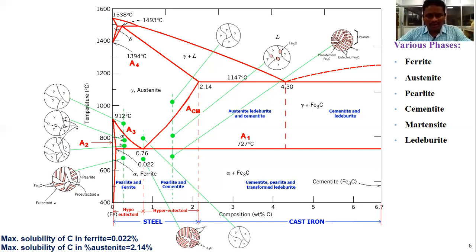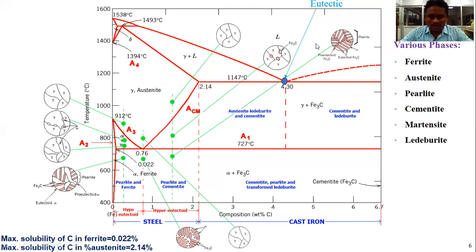And in this diagram we have three invariant reactions. We call them invariant reactions because they occur at a constant temperature. Those are also called isothermal reactions. The first one is the eutectic reaction. In the eutectic reaction, upon slow cooling, liquid transforms into austenite and cementite at a particular temperature and carbon percentage. The carbon percentage is 4.3% of carbon, and it occurs at 1147 degrees centigrade.